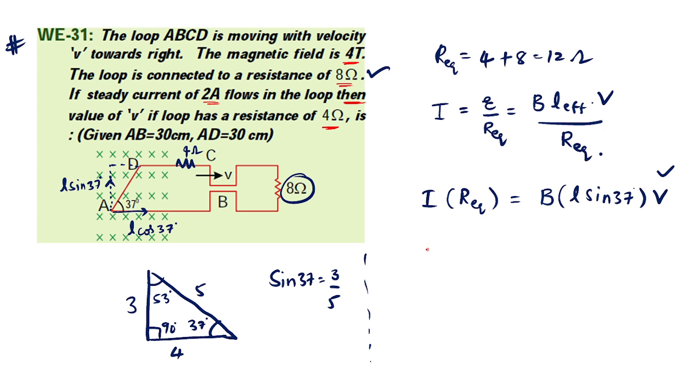So I value is already 2 amperes, resistance is 12, B value is 4, L value is how much here? Length, did they mention length? AD, they have mentioned already, AD will be 30 centimeter. You will write it in meters as 30 into 10 power minus 2. L is nothing but AD only. Then sin 37 is 3 divided by 5, and we have v. Now calculate.